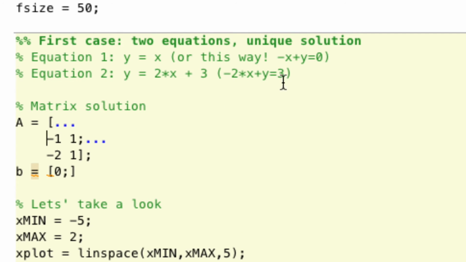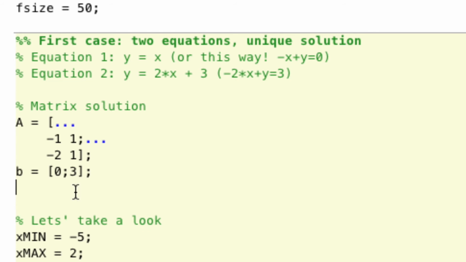So I think our matrix, okay, so we have -1, +1, they are here. Then we should have -2, +1, they are there. And we should have on the right hand side 0 and 3. Like this, I hope. And then our solution will be x equals the inverse of A times B.